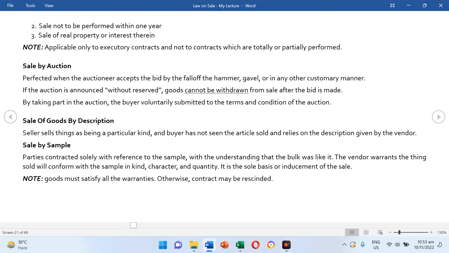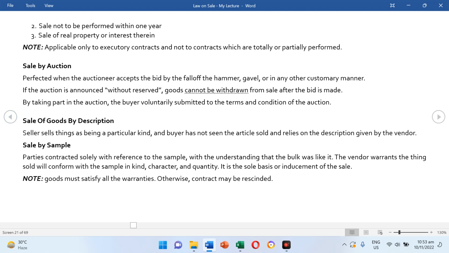Sale of goods by description naman, paano yun? Seller sells things as being a particular kind and buyer has not seen the article sold, no? Like yung sa mga brochure, sa mga Avon, and relies on the description given by the vendor or yung nandoon sa picture.